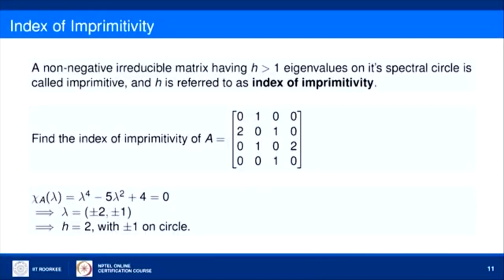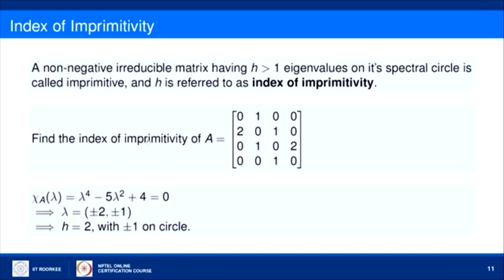Now, if a matrix is not primitive, it is called imprimitive, and the number of eigenvalues that lie on the spectral circle is called the index of imprimitivity. If someone asks you to find the index of imprimitivity of A, where A is this 4 by 4 matrix, then the characteristic polynomial of this matrix A is lambda raised to power 4 minus 5 lambda squared plus 4 equals 0. So, here the eigenvalues are plus minus 2 and plus minus 1.